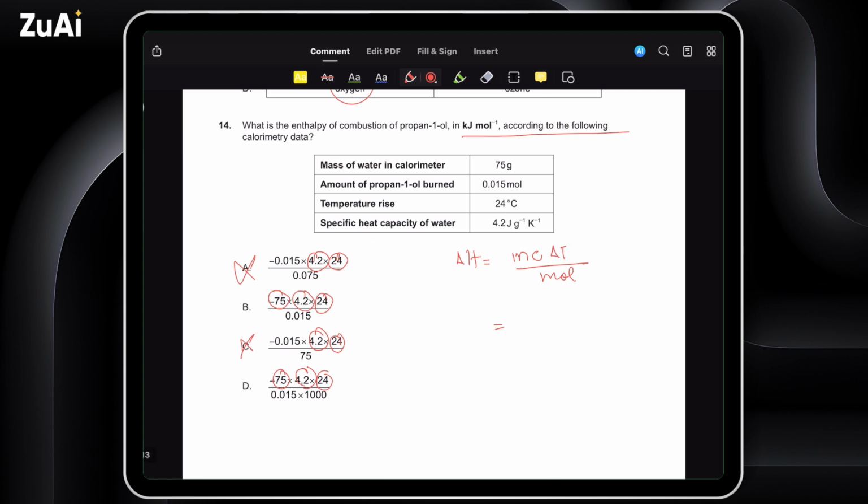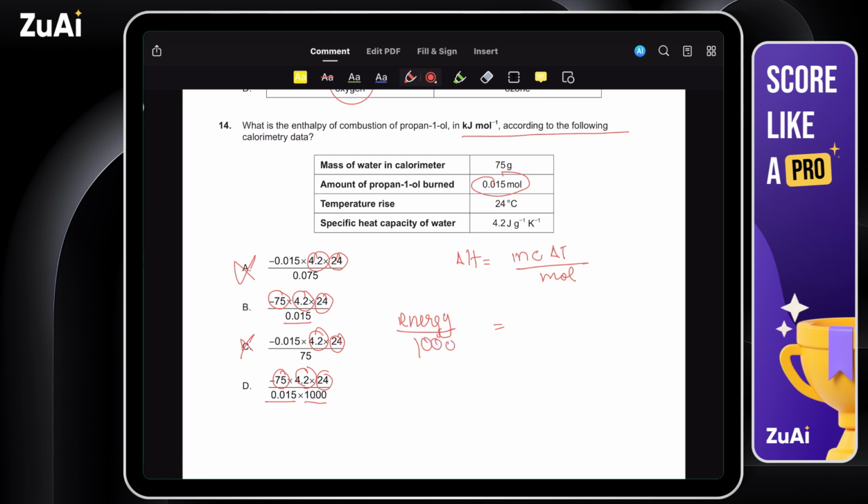And these are the moles we have to divide. Look at this, and multiply by 1000. Why? Because the answer is in joules, we have to divide the energy by 1000 to get the answer in kilojoules per mole. That's why D is the answer.